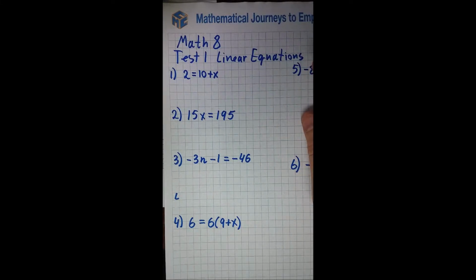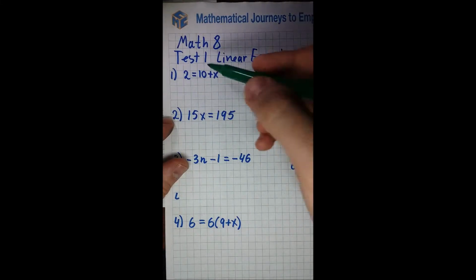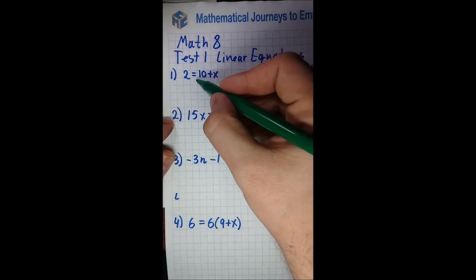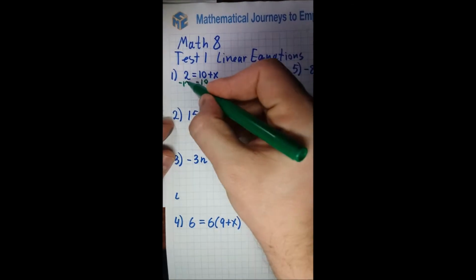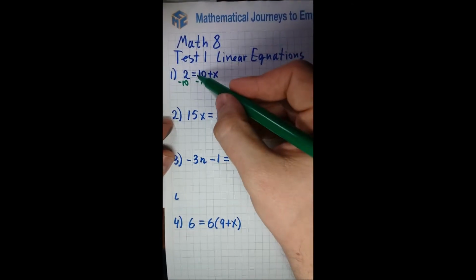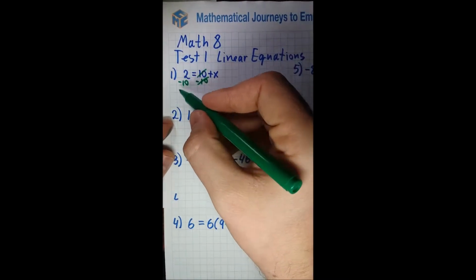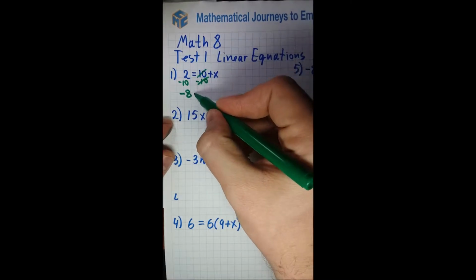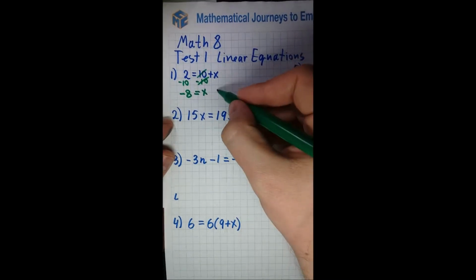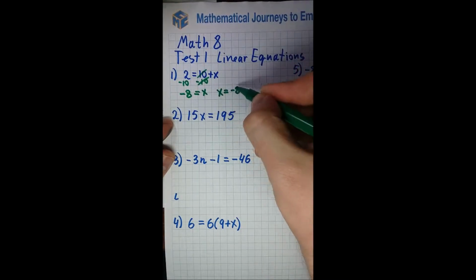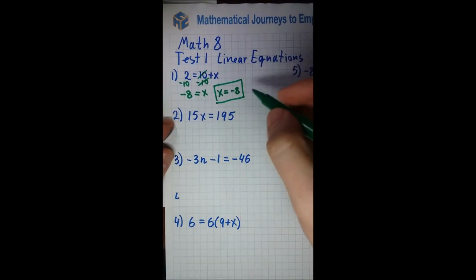Math 8, Test 1, Linear Equations. Question 1. 2 equals 10 plus x. Subtract 10 from both sides to isolate the variable x. The 10s cancel out on the right, so you get 2 minus 10, which is negative 8, equals x, or simply put, x equals negative 8. Box your answer, you're done.